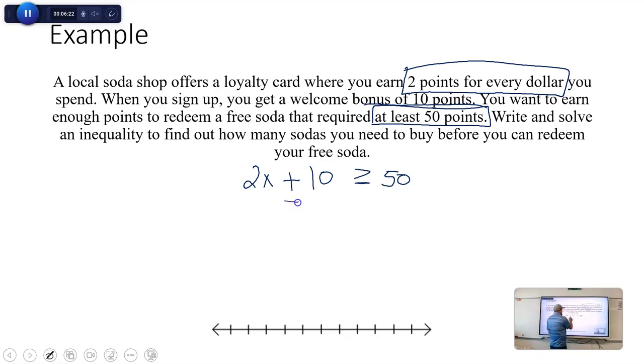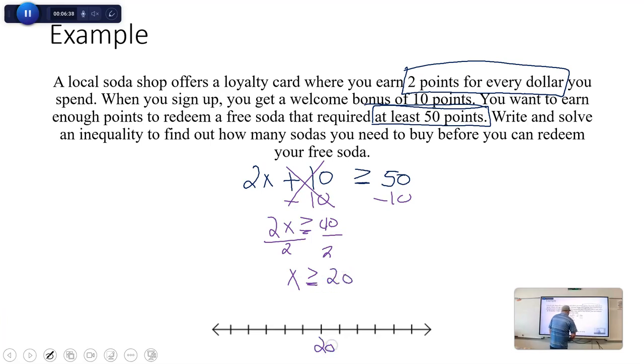Now we're going to go ahead and minus 10 from both sides. Solve. We get 2x is greater than or equal to 40. Divide both sides by 2, and x is greater than or equal to 20. Okay, so when I go to graph that, I will find the button. So this is a closed circle going to the right. So I'd click on that button on my assignment, then I'd come down and click on the 20, and it would appear like that for me.